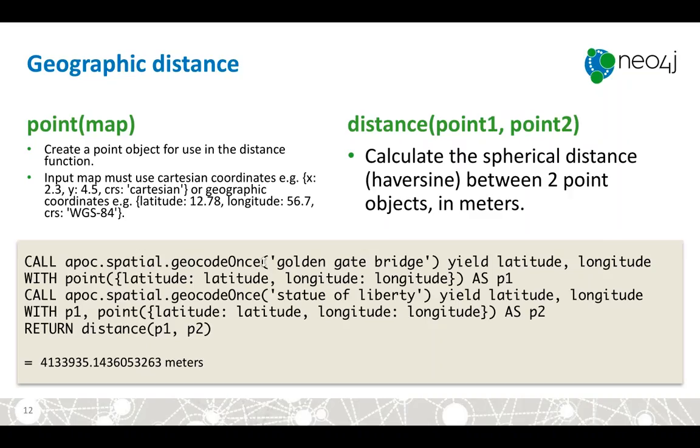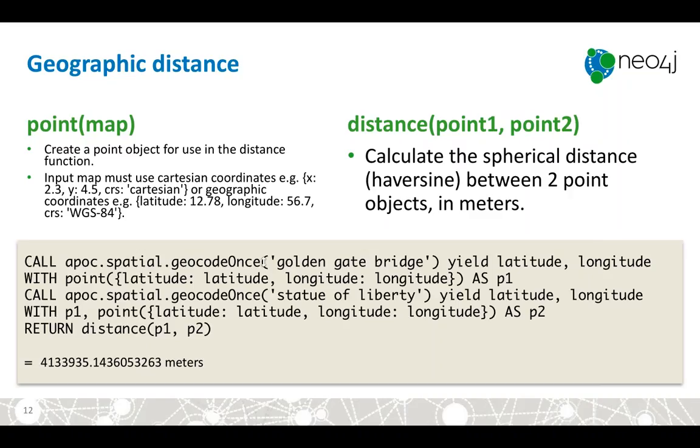So the distance function will take two of these point objects you have created and calculate the spherical distance between those 2 points in meters. So you can see below I have an example where we're pulling down the latitude and longitude through use of an epoch spatial function, and we're putting those into a point function, resulting in a point object. And we're doing this for 2 points, the Golden Gate Bridge and the Statue of Liberty.